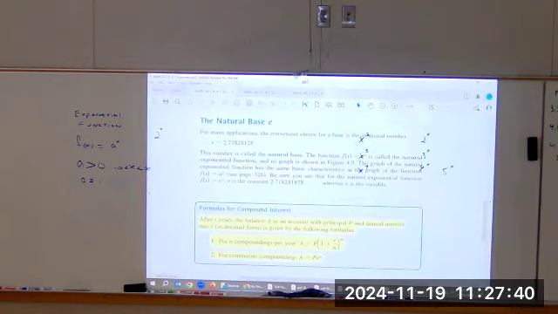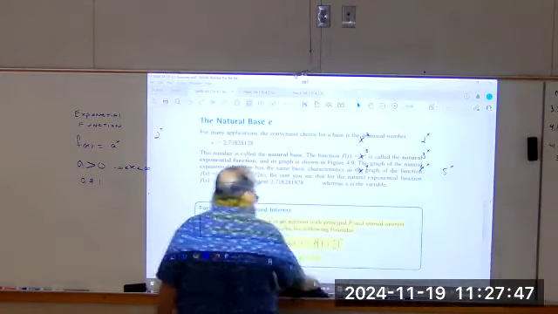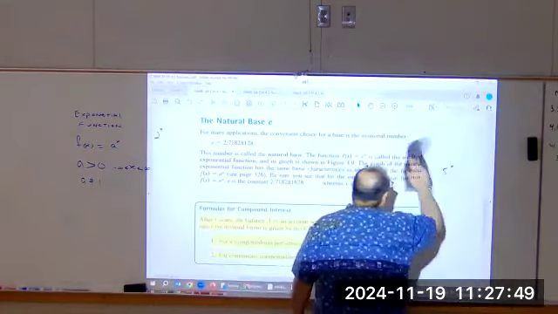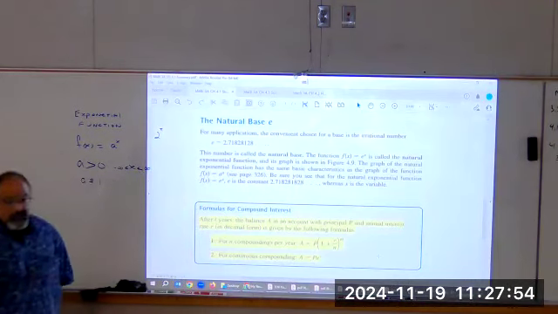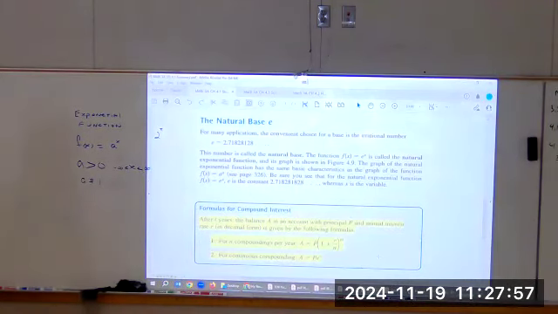The natural base e. For many applications, the convenient choice for a base is the irrational number e. e is a number, just like pi is a number. Pi, 3.14159, goes on forever. Doesn't repeat a pattern, doesn't have a last digit. Irrational number. Cannot be written as an exact fraction. e is the same kind of number. Cannot be written as a fraction. It has no last digit. It doesn't repeat a pattern.